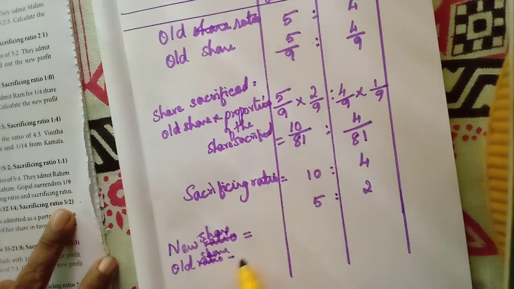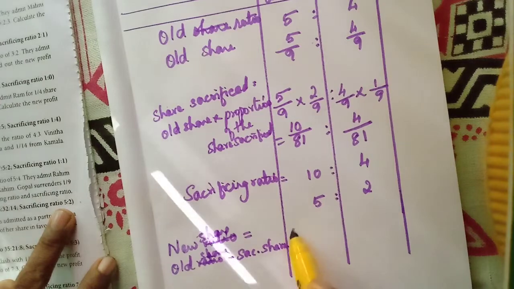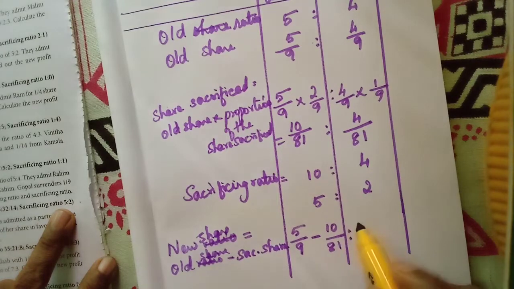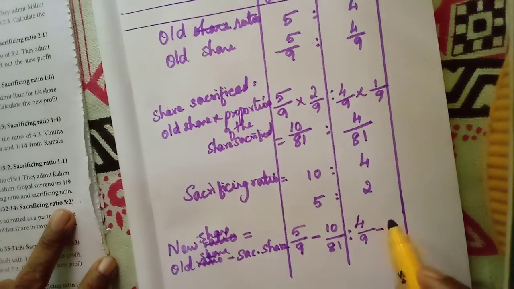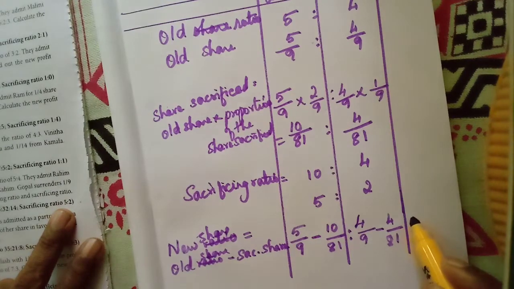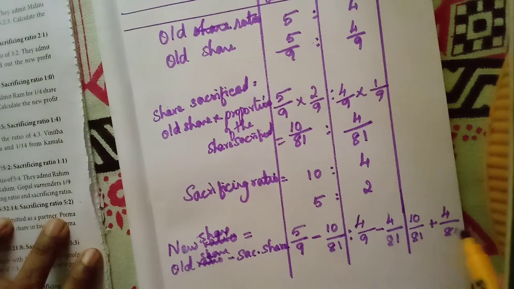Old share minus sacrificing share. Old share how much? 5/9 minus sacrificing share 10/81. Okay, here old share 4/9 minus how much is the share sacrificed? 4/81. Then we need to add both the sacrificed shares. There how much? 10/81 plus 4/81. Okay, now we need to calculate the LCM 81.